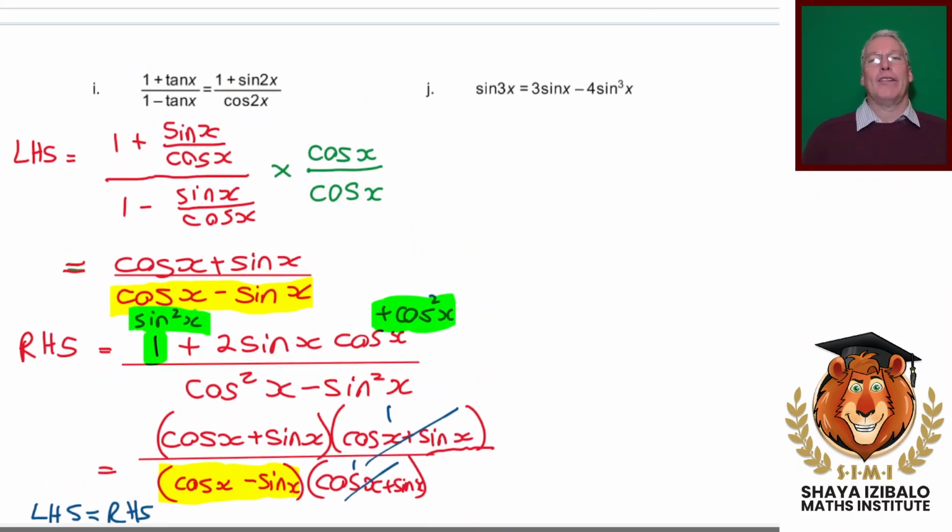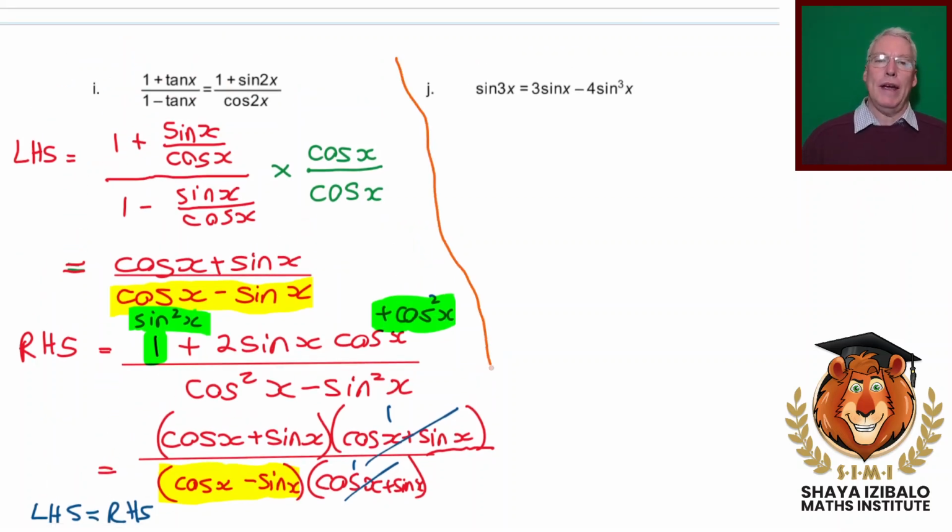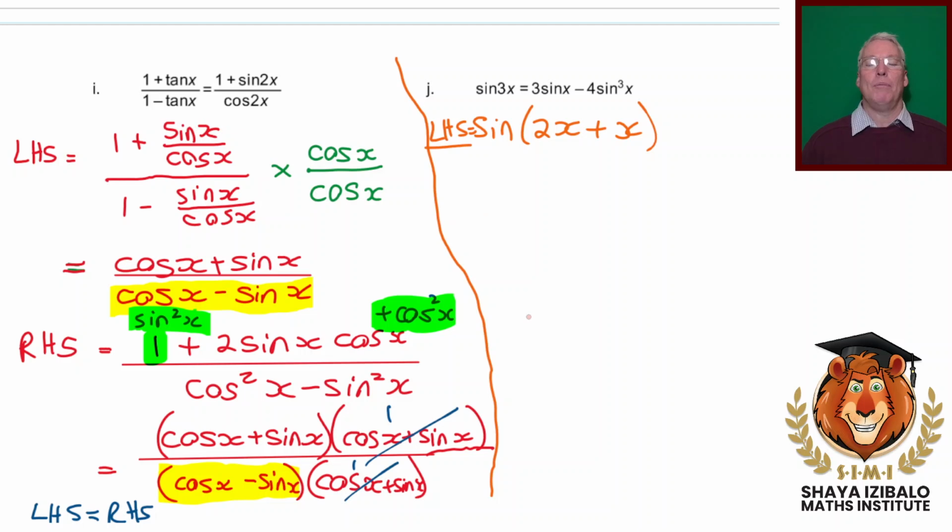All right, sine 3x. Sine 3x is interesting because we don't have a formula for sine of 3x, but we do have a formula for sine of something plus something. So 2x plus x. Okay, so this is the left-hand side. Now maybe you want to try pausing the video and trying to unpack this expansion, okay? All right, and keep going, keep trying to unpack it.